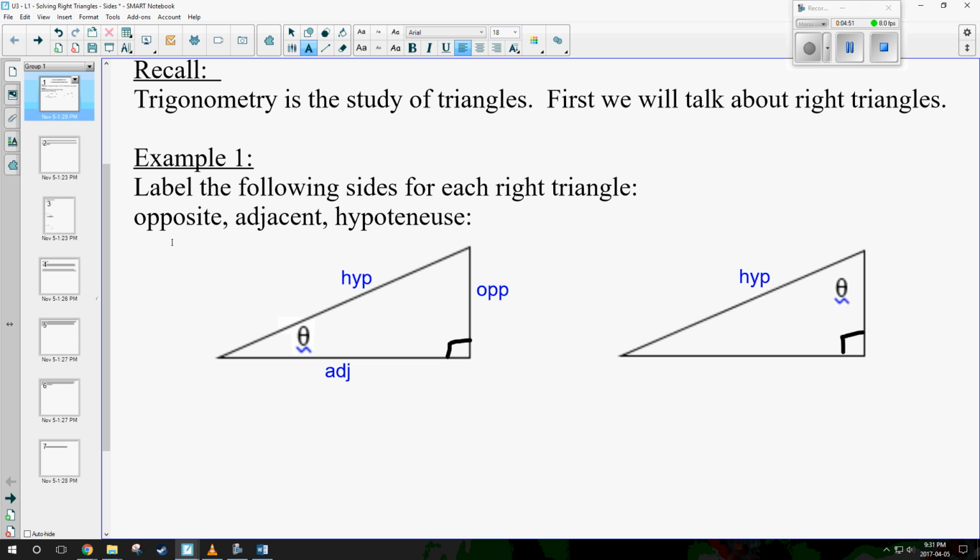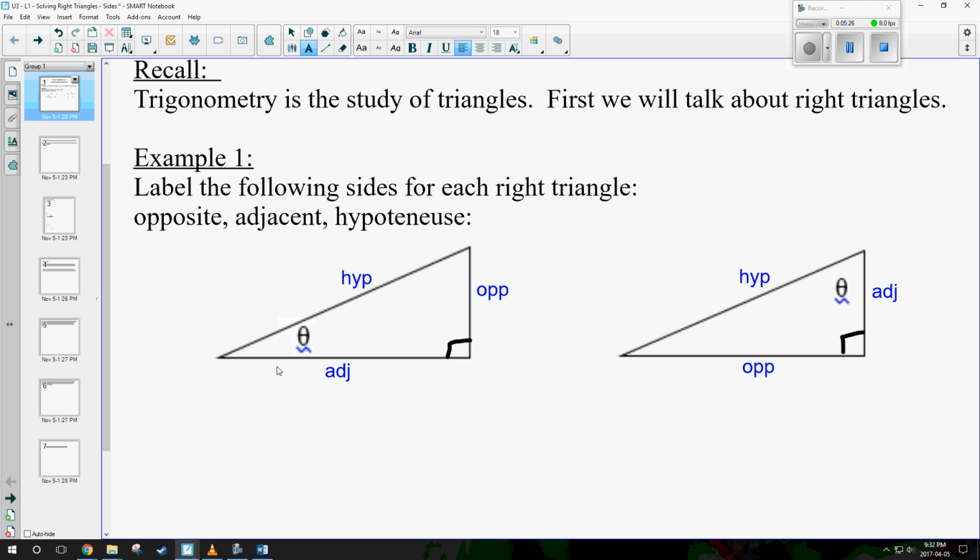But what will change is our opposite and our adjacent. Because now our angle is in this top corner, this side is no longer opposite to it. This side is now adjacent because it's the side that's now alongside the angle. So this is our new adjacent side because our angle has moved. Likewise, this side here is no longer adjacent because it's not beside the angle anymore. It's now directly across or opposite to our angle, so it's now labeled the opposite side.